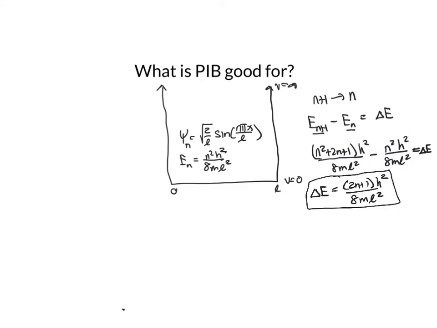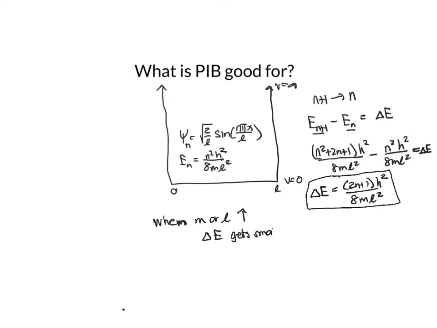So first of all, let's look at what happens when m or L gets big. So when m or L, the mass or the size of my container, gets really big, then the denominator gets big, and that means that delta E gets really small.